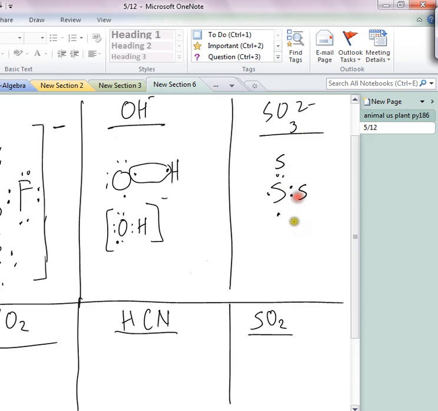All right. So, on the second one, I take my sulfur and my oxygens. This oxygen I'm going to draw in this manner because it has 6. 1, 2, 3, 4, 5, 6. This one I'm going to draw the other way.